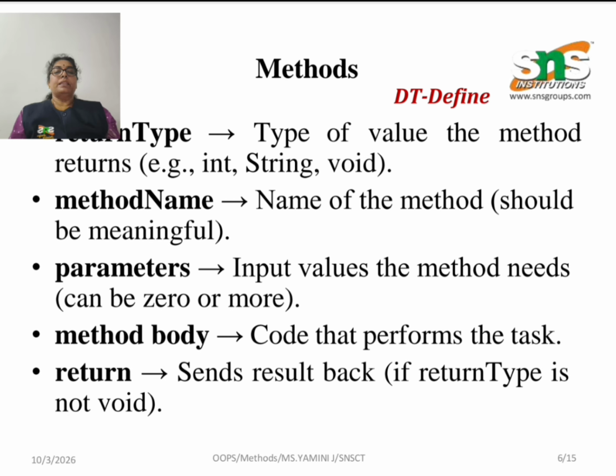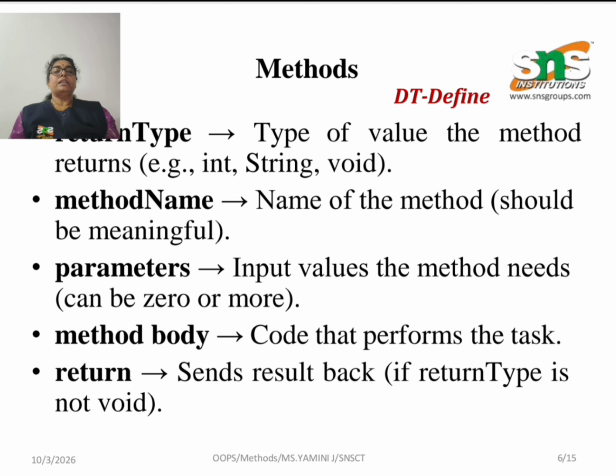Inside the method, the interest is calculated using the formula principal multiplied by rate multiplied by time divided by 100. The computed value is stored in a variable called interest. Finally, the method returns the calculated interest value to the program using the return statement. Such methods are very useful when a program needs to compute a result for further processing.